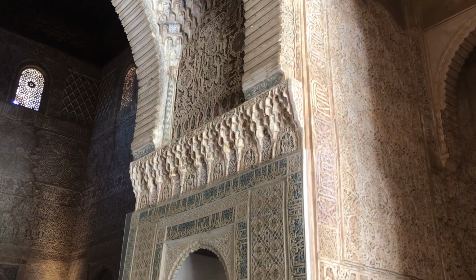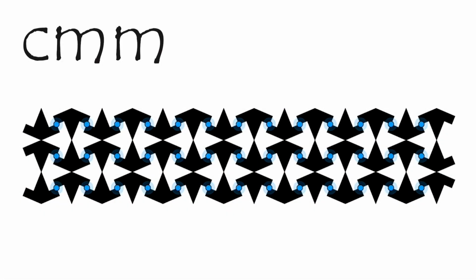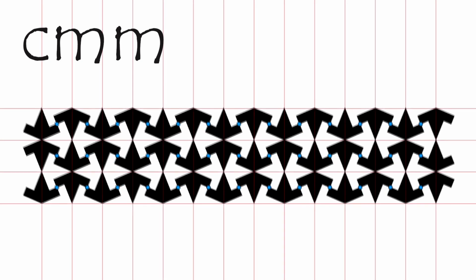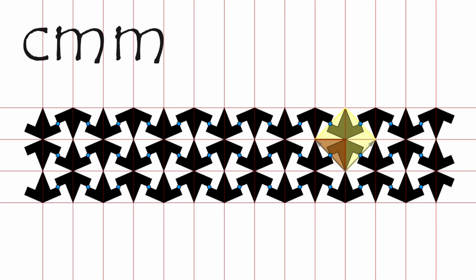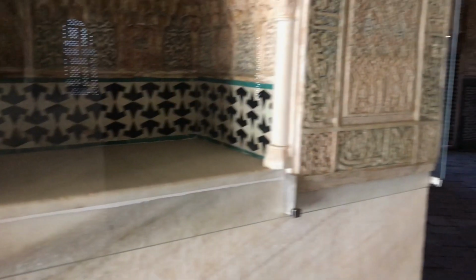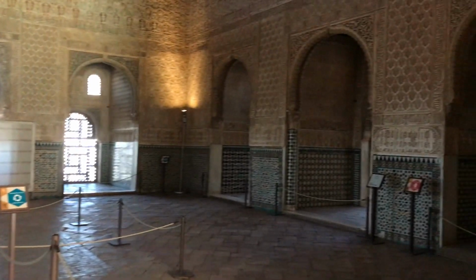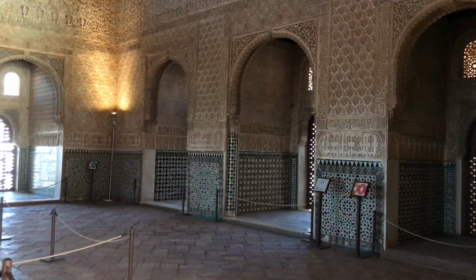In the door jambs of the access archway to the next room, we contemplate tacas with the design of the so-called Nazarite plane. Its code is again the CMM, with the centers of rotation of all the two in blue and the axis of symmetry in red. We move on to the Chamber of the Ambassadors, also known as the Hall of Comares or the Throne Room. This room is often referred to as the jewel of the Alhambra.